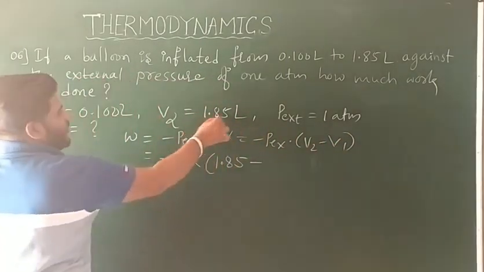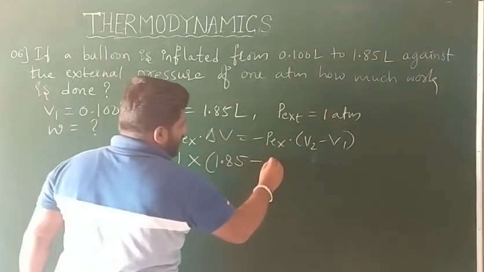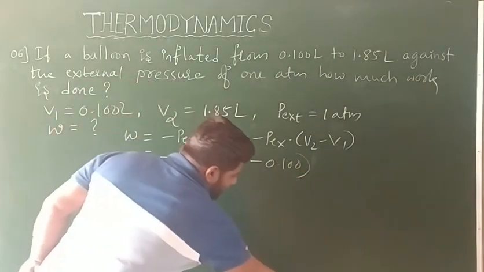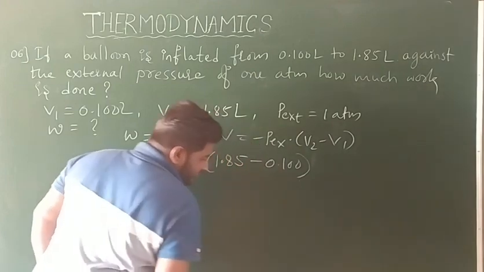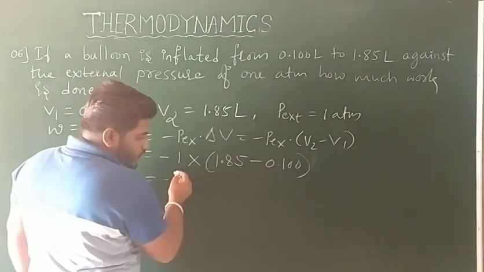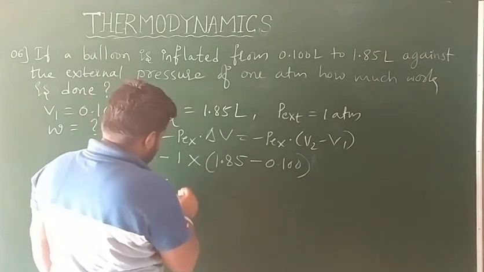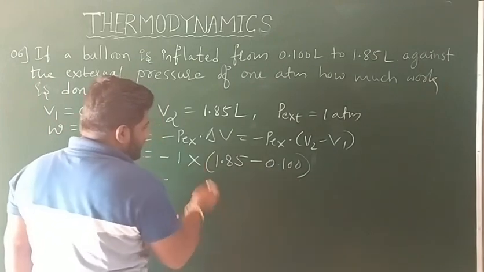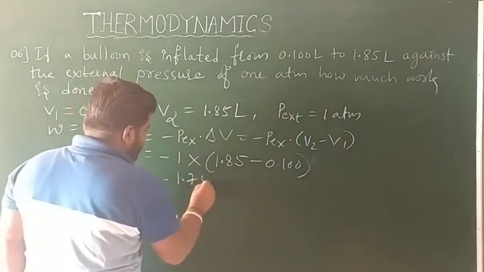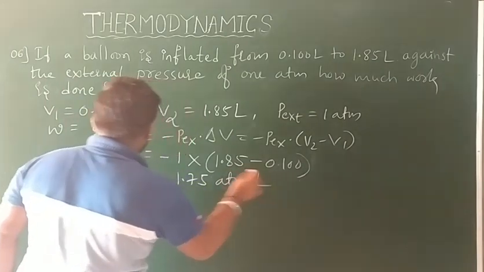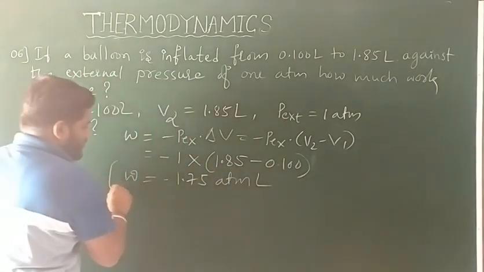So V2 means 1.85, V1 means 0.100. So you are getting 1.75. Minus 1 into 1.85 minus 0.100, you are getting, no? So it is minus 1.75 liter atm, or atm liter. How much did you get?